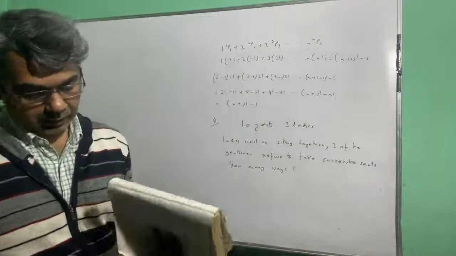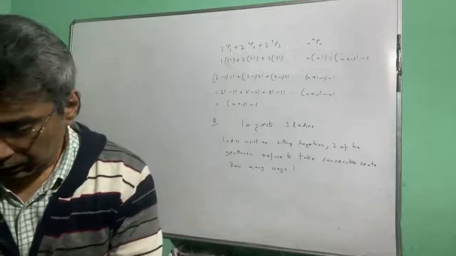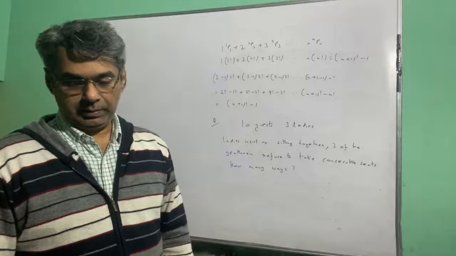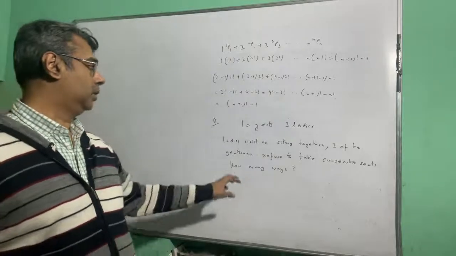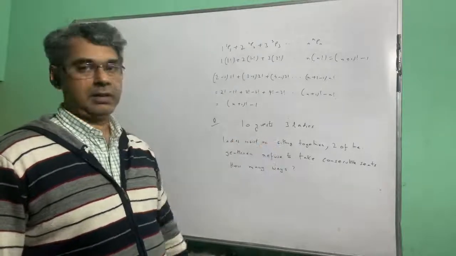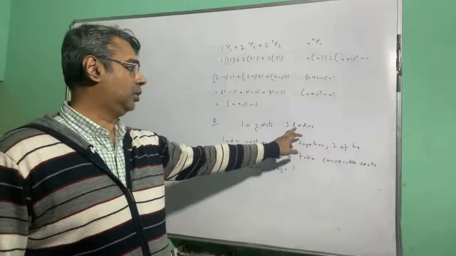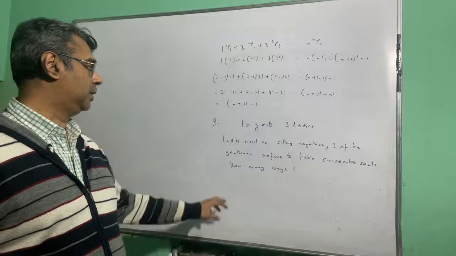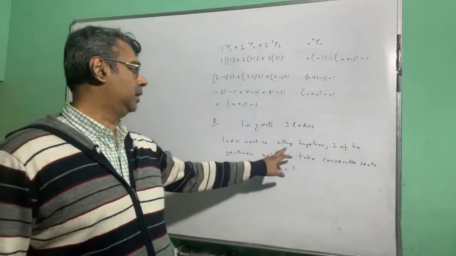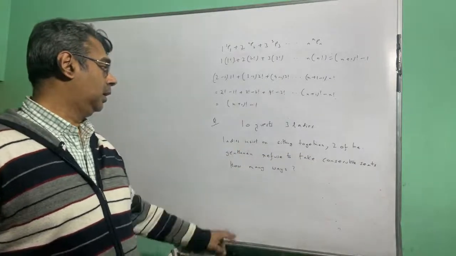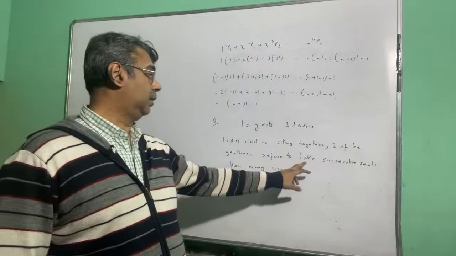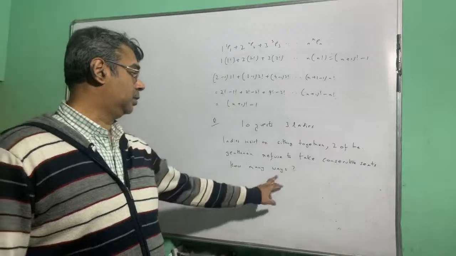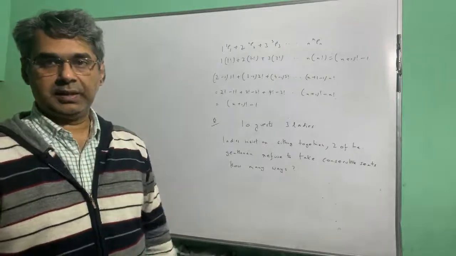Okay, now let's have a look at one question based on NPR. The question is that there are 10 guests, out of which 3 are ladies. The ladies insist on sitting together and 2 of the gentlemen refuse to take consecutive seats. So in how many ways can they be seated?